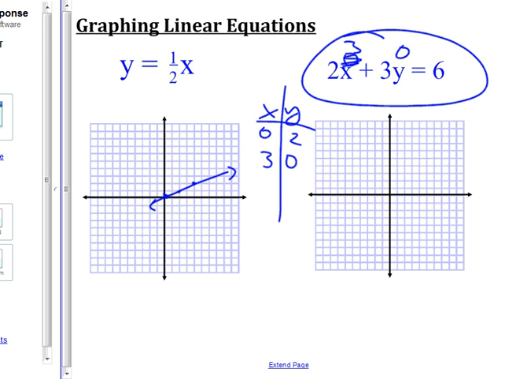So 0, 2 is right there. 3, 0 is right there. And now I just have to connect them. Now, would it be smart to check one more point? Yeah, if my life depended on it, I wouldn't want to just trust those two. I'd probably try one more point. So what if I said x was -2?